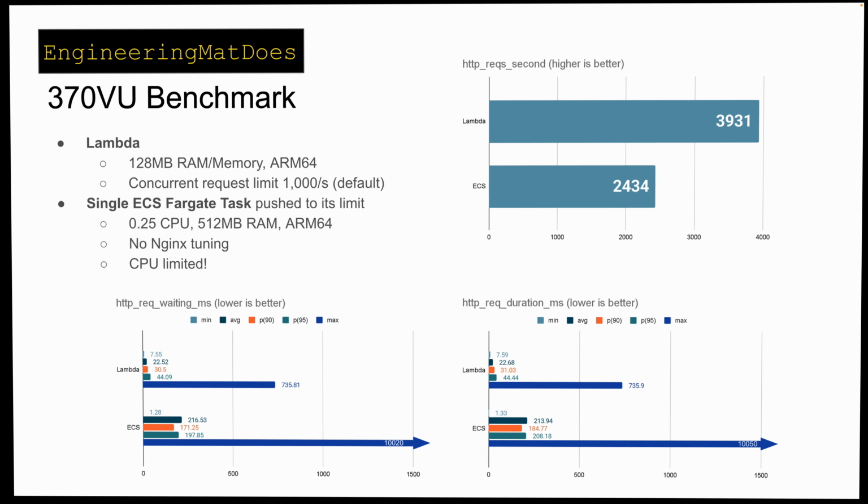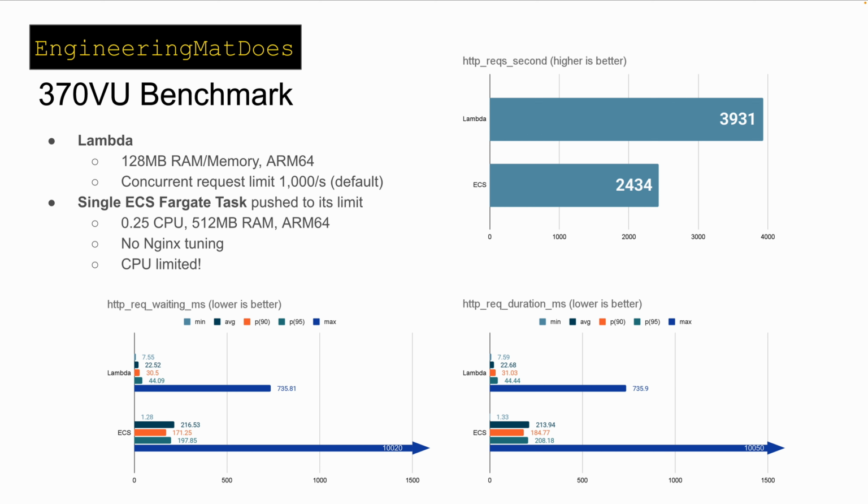Here we have our baseline benchmark of our 370 virtual users. We've deployed our standard Lambda setup with 128 meg of memory and our single ECS Fargate task instance with a quarter CPU and half a gig of memory, this being the smallest possible unit that we can actually deploy. No tuning has been done on Nginx, and that's seen us hit the CPU limits as well on this Fargate task. So looking over at the results that we've got here, requests per second, we've seen Lambda itself get up to around about 4,000 requests a second, or just shy of, and this has been primarily due to it scaling the compute behind that particular function.